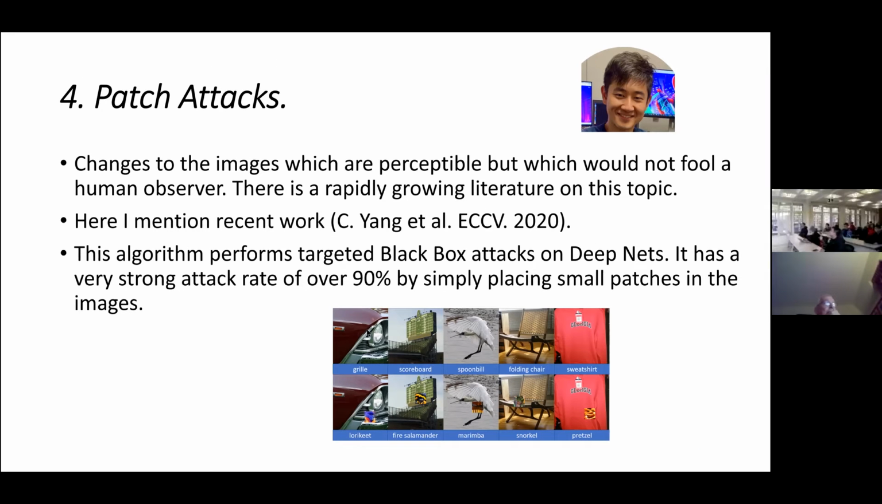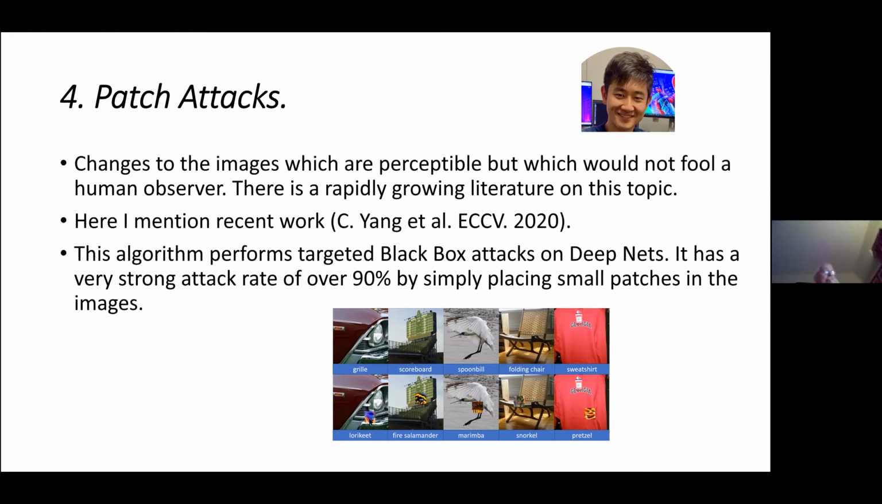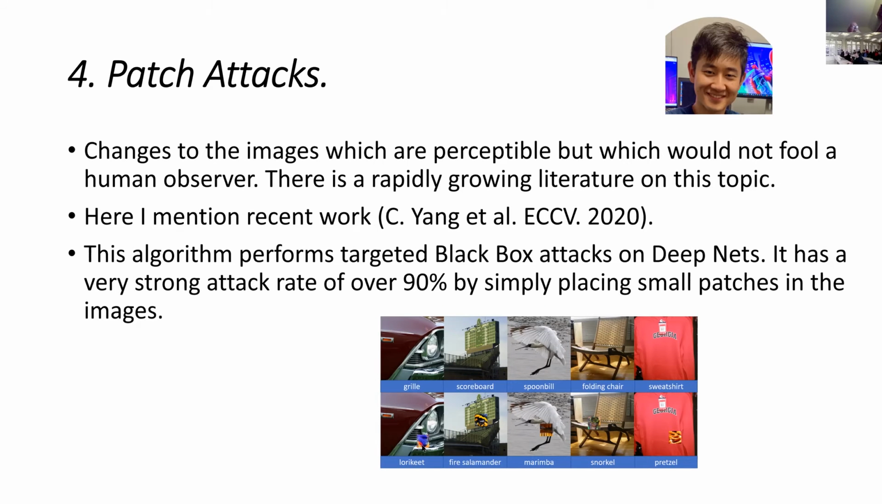So instead of the grille of the car, this little patch means that the deep network thinks it is a bird, a lorikeet. The school bus is also changed into a fire salamander. The folding chair is changed into a snorkel, and the sweatshirt is changed into a pretzel, merely by adding a tiny little patch like this. So that's another form of lack of robustness.